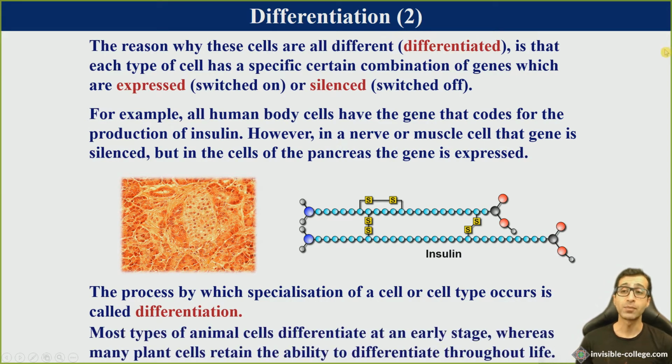So most types of animal cells will differentiate at an early age, but many types of plant cells retain the ability to differentiate throughout the life of the plant, and this is one of the major differences between animals and plant cells.